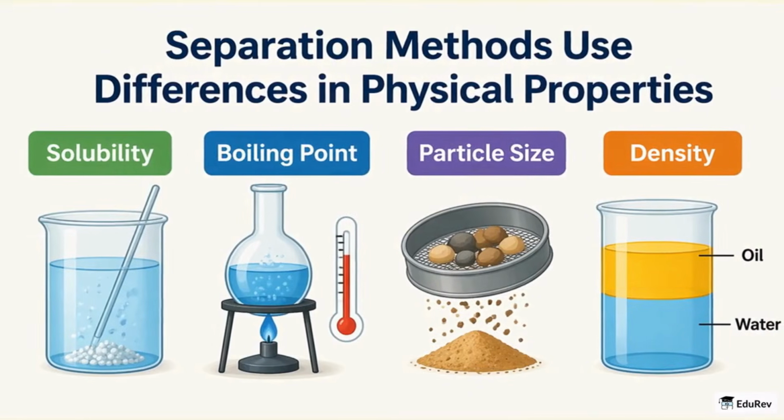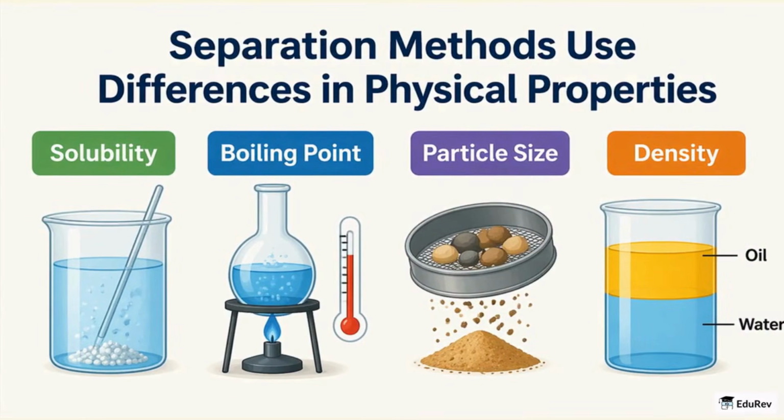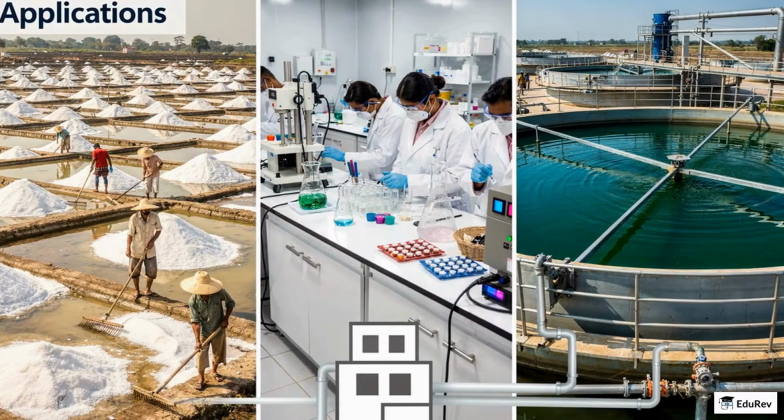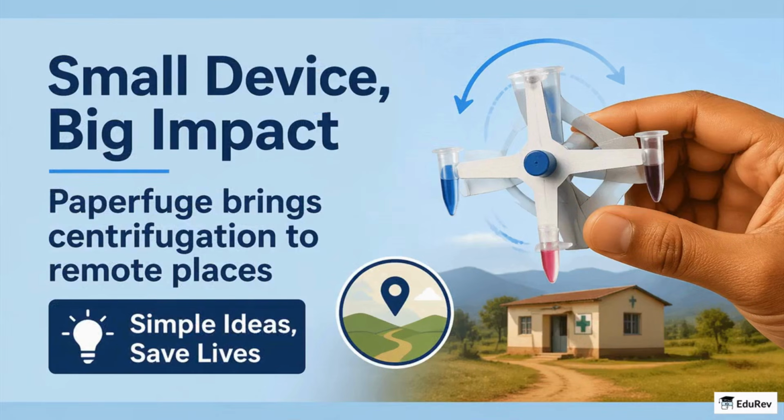Throughout these methods, the guiding idea is simple. Use differences in physical properties like solubility, boiling point, particle size, or density to separate components. That insight links classroom experiments to industry and health. From purifying salt and sugar to making medicines and treating drinking water. A small device like a paperfuge can bring centrifugation to remote places, showing how simple ideas can save lives.